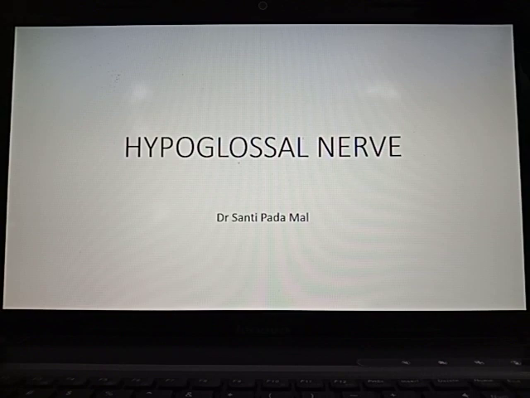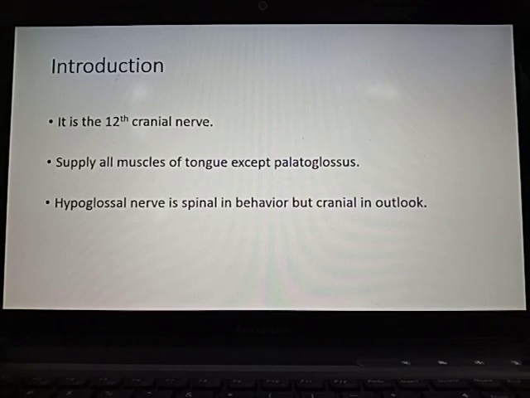This is the hypoglossal nerve you have to study. So come to these slides of the hypoglossal nerve. You all know the hypoglossal nerve. It is the 12th cranial nerve, and it supplies all muscles of the tongue except the palatoglossus.